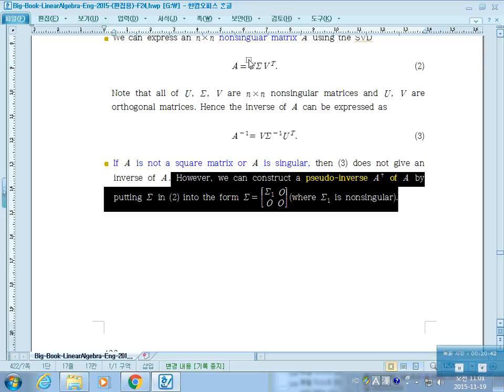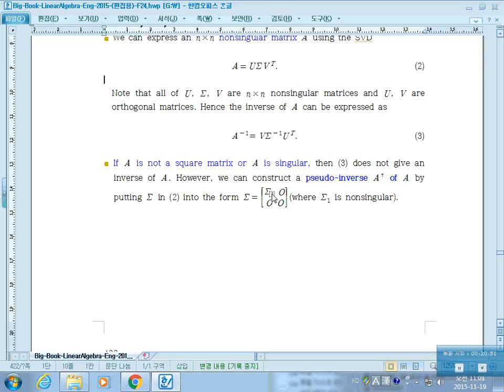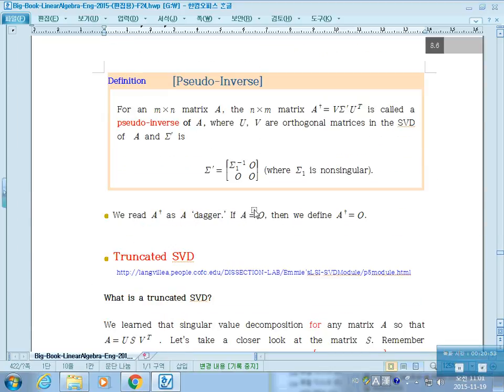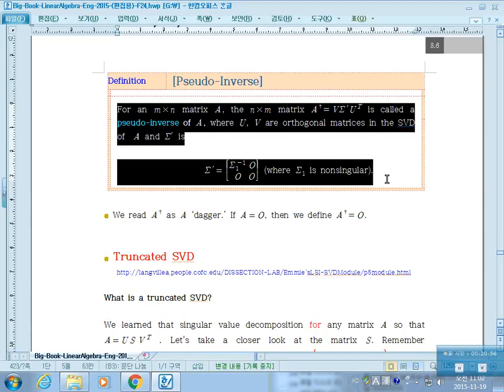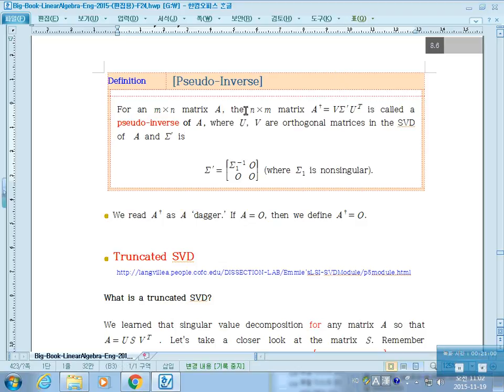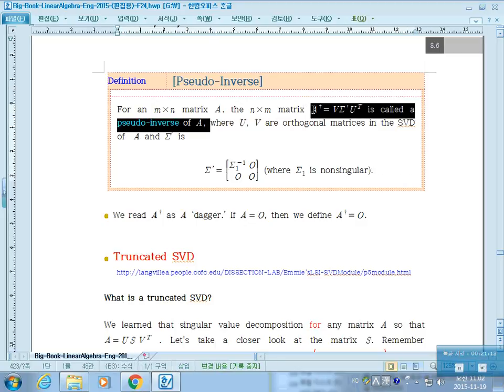We're going to generalize this concept to a pseudo inverse of A by using sigma 1 and the inverse of sigma 1. How? This is the idea. For an m by n matrix A, the n by m matrix A dagger is defined as A dagger equals V times sigma prime times U transpose. This is called the pseudo inverse of A.